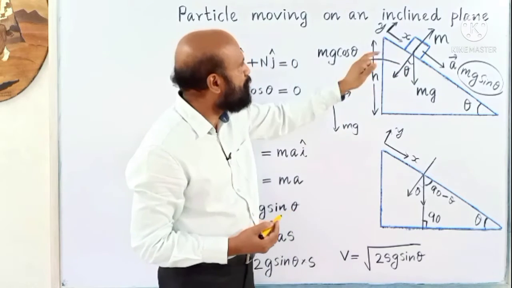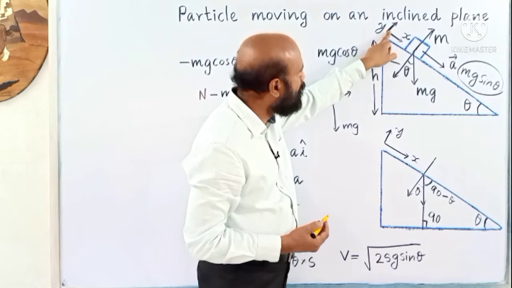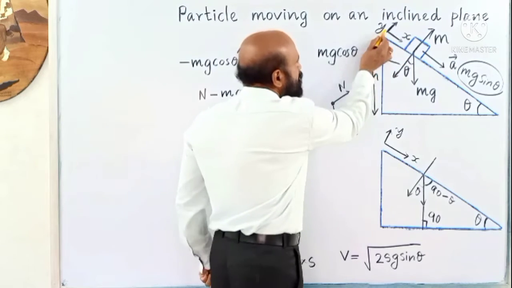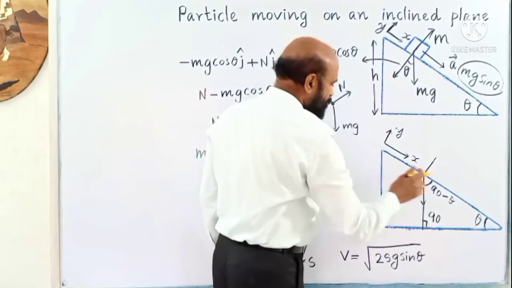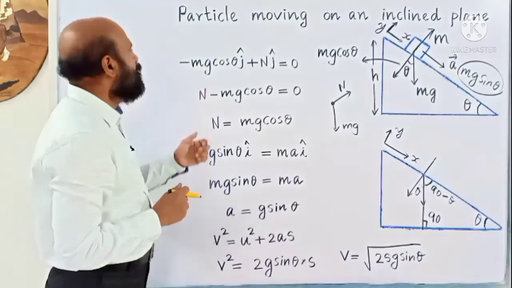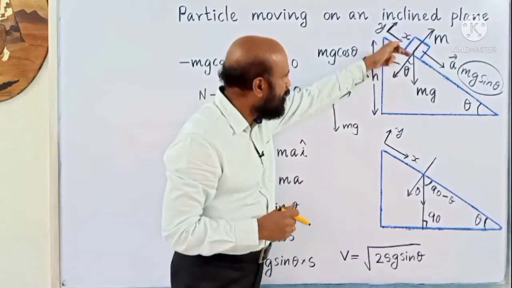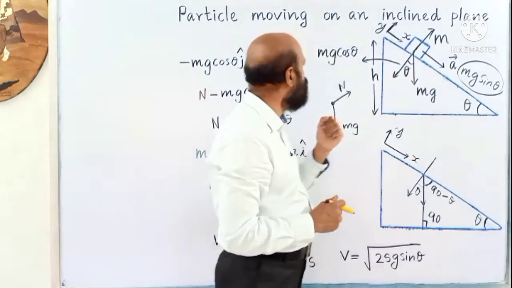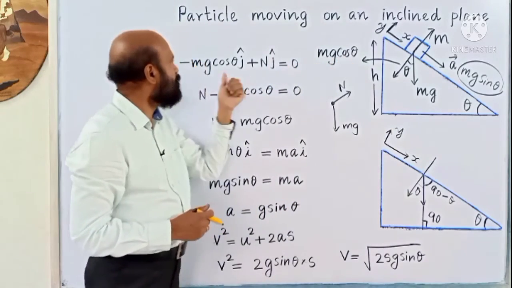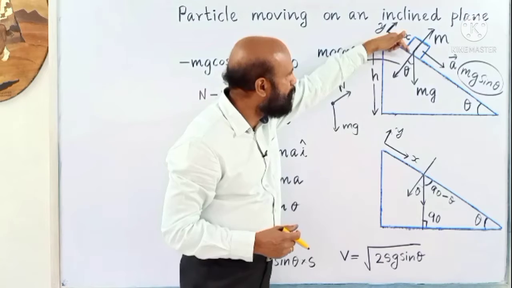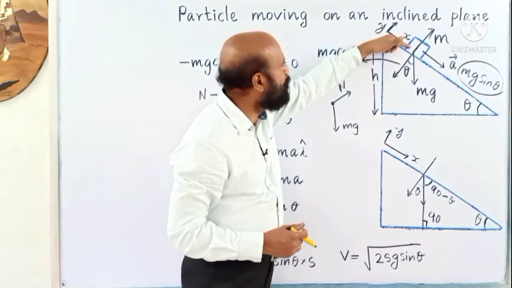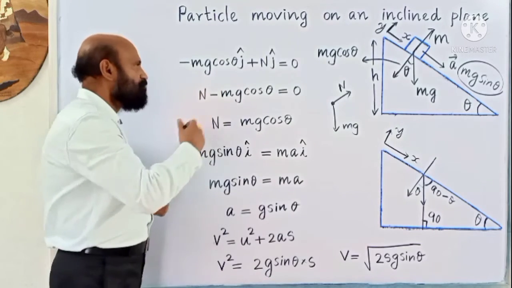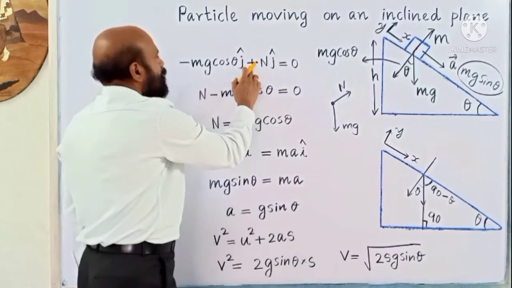Now for convenience, let us take the x-axis along the inclined plane, then perpendicular to that the y-axis. So this is the x-axis and this is the y-axis. Now mg cos theta is acting along this direction. So this is the positive y-axis, this is the negative y-axis. So minus mg cos theta, since it is acting along the negative y-axis, minus j cap. j cap is the unit vector along the y-axis.